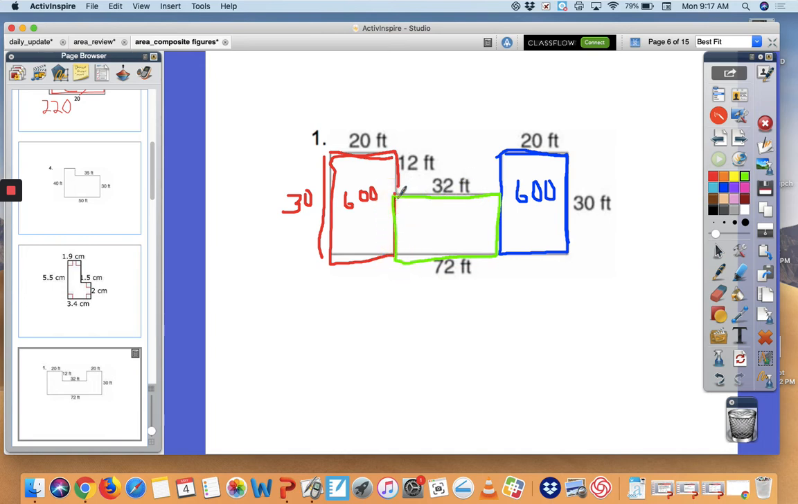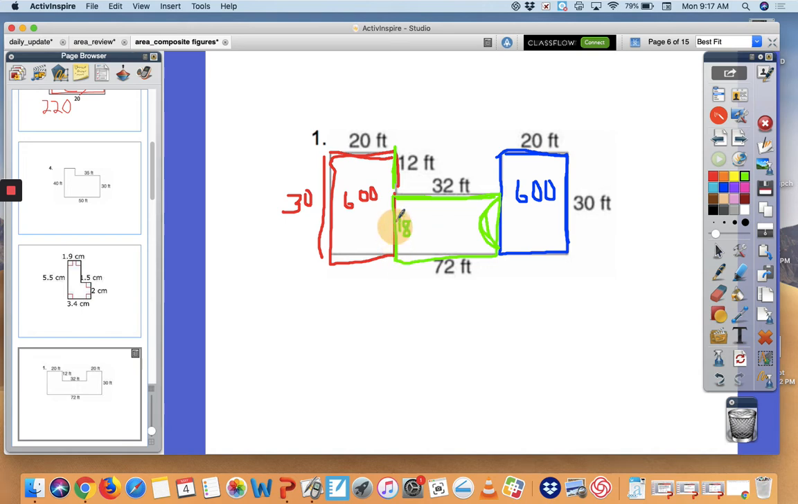Thankfully, they give us this distance right here, 32. We have to figure out this distance right here. Well, we know this whole thing from top to bottom is 30. Notice this chunk right here is 12. So if the whole thing is 30 and that little chunk is 12, you do 30 minus 12 to get what's left, which is going to be 18.